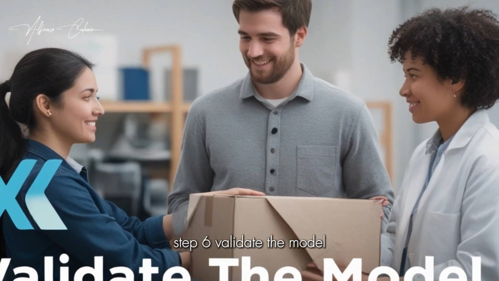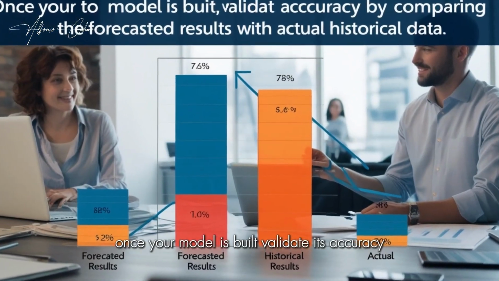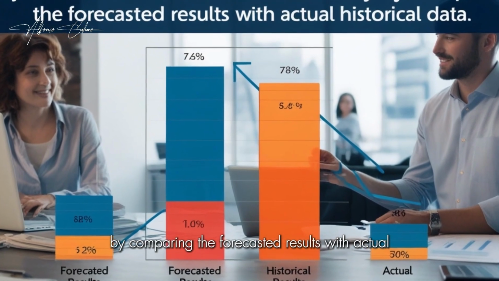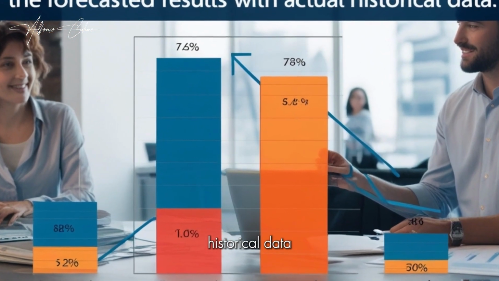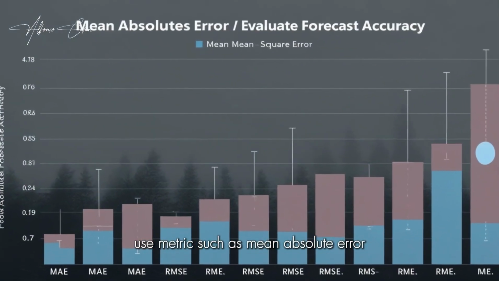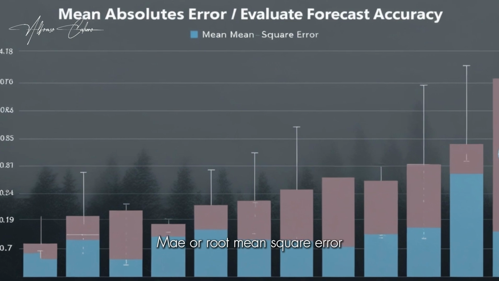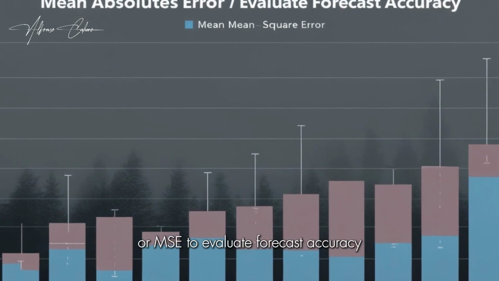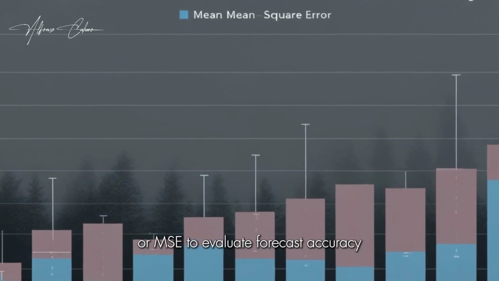Step 6. Validate the model. Once your model is built, validate its accuracy by comparing the forecasted results with actual historical data. Check the model's performance and adjust if necessary. Use metrics such as mean absolute error, MAE, or root mean square error, RMSE, to evaluate forecast accuracy.